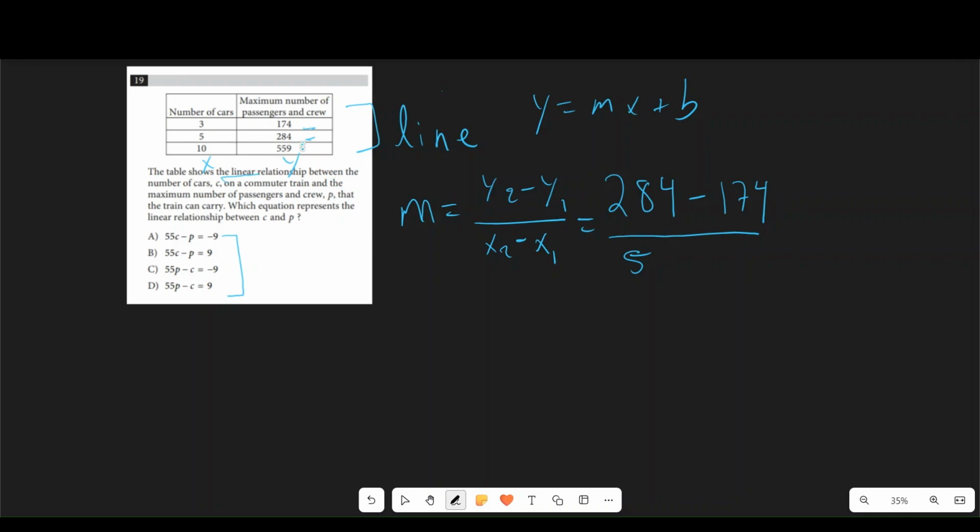So we have y2 is 284 minus 174 over x2, which is 5, minus x1, which is going to be 3.